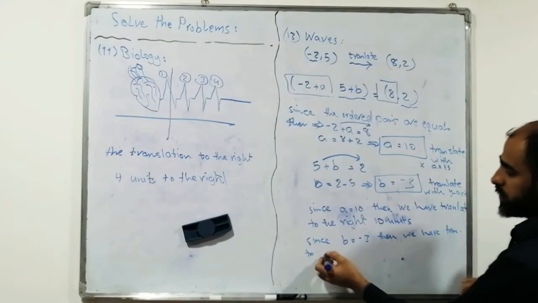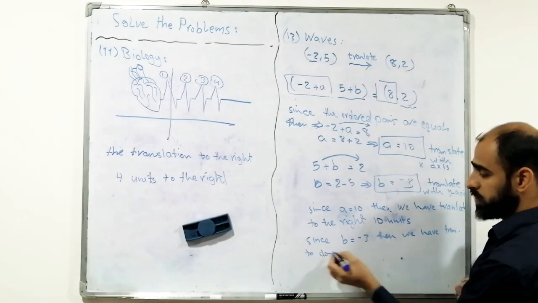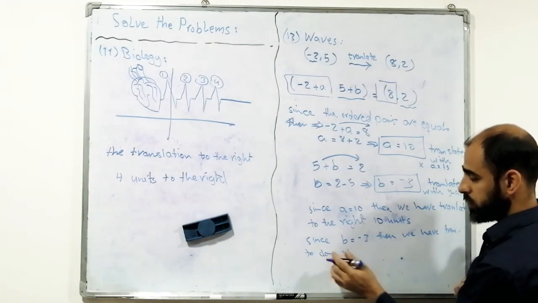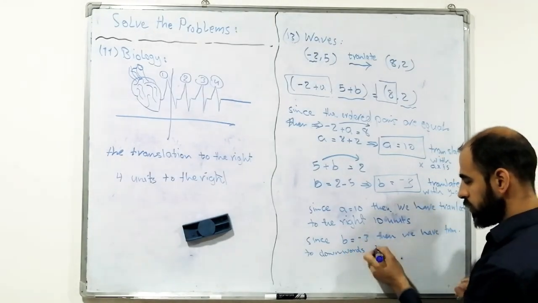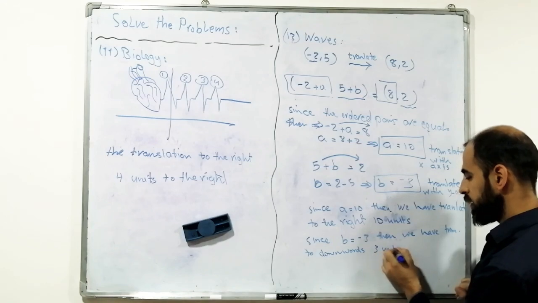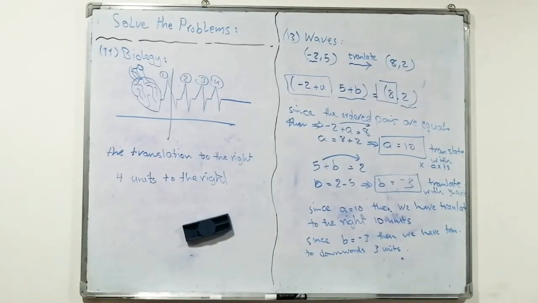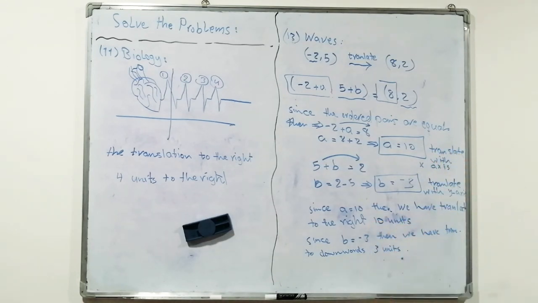Then the translation to downward يعني بالاتجاه الاسفل او الجنوبي downwards 3 units. انسحاب للاسفل 3 وحدات. So the translation is 10 units to the right and 3 units down.